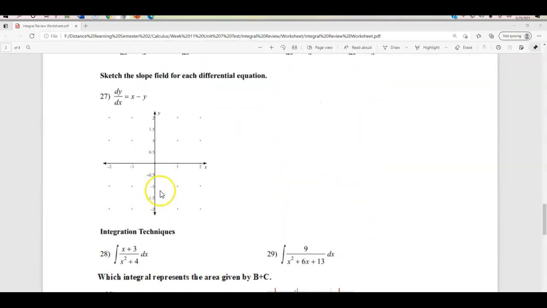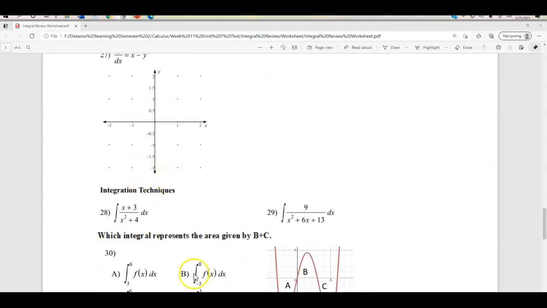Another type of question that they ask a lot of times in FRQs is they actually just want you to sketch the slope field, but that's a little bit tedious. We're not going to go into that right now, but there you have it.